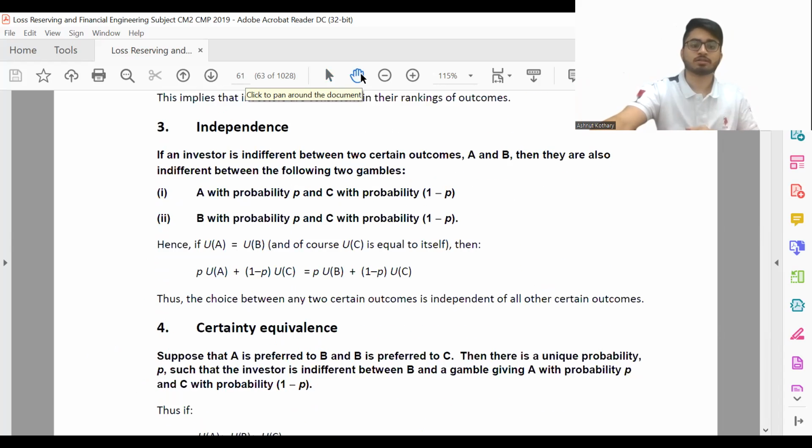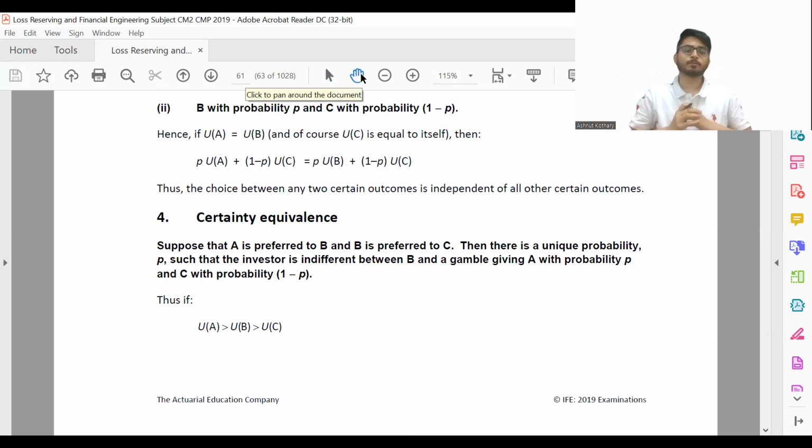Last one, what we have is certainty equivalence, which basically states that, say we have three outcomes where A is preferred to B and B is preferred to C. Now we can create a gamble in such a way that the expected utility from a gamble which has a payoff of either A or C is equal to the certain case where outcome B takes place. Suppose that A is preferred to B and B is preferred to C, then there is a unique probability P such that the investor is indifferent between B, a certain outcome, and a gamble giving A with probability P and C with probability 1 minus P.